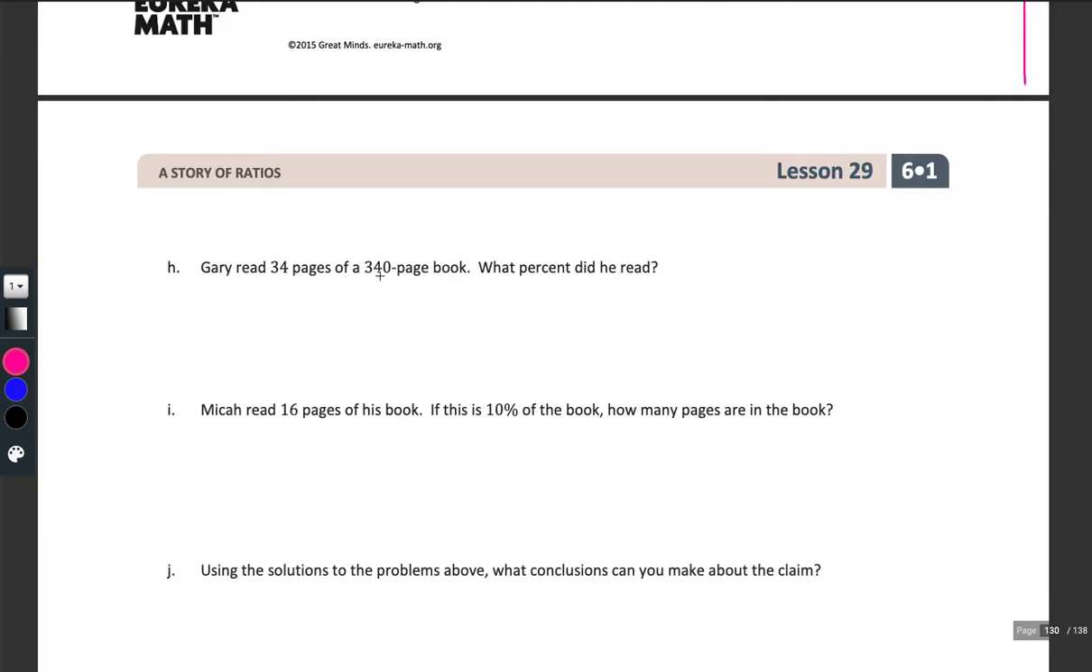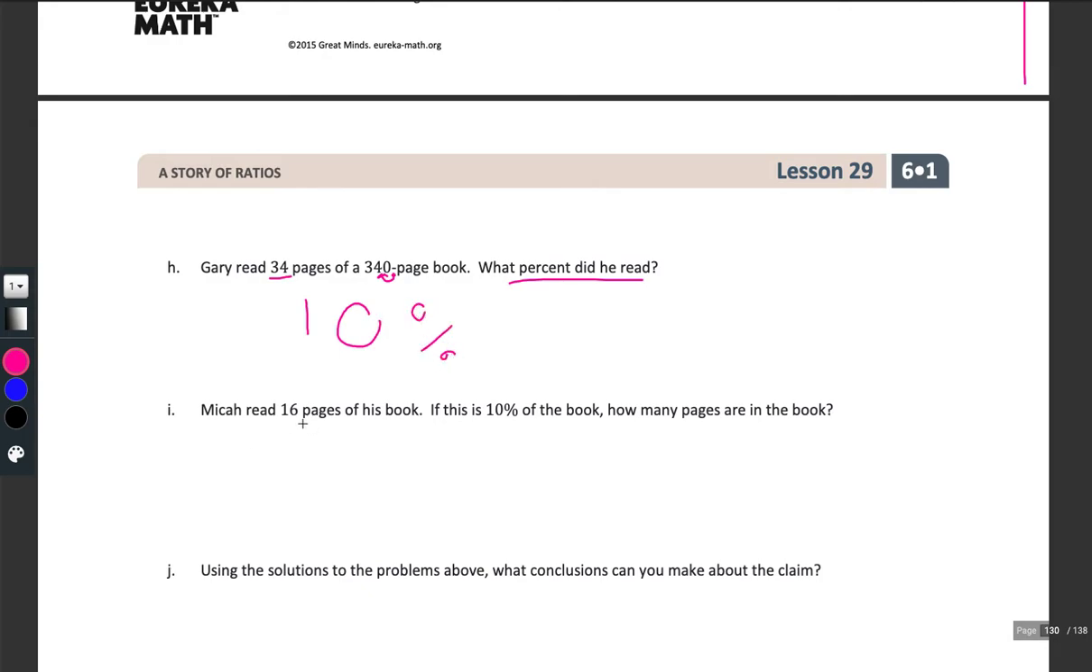All right, so Gary read 34 pages of a 340-page book. What percent did he read? You should see that he must have read 10%, because 34 is 10% of 340. So you have the decimal right here, move it over, 34. So he read 10%.